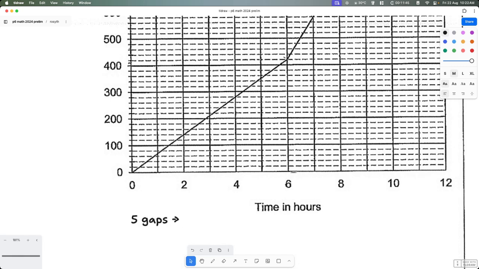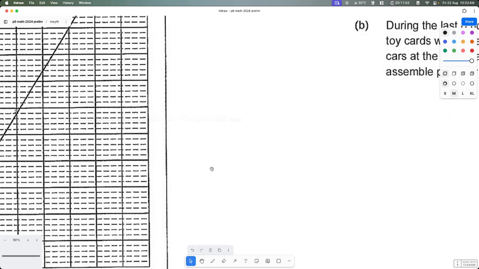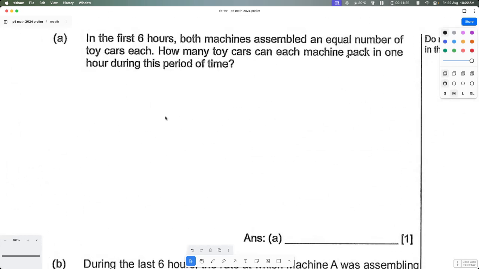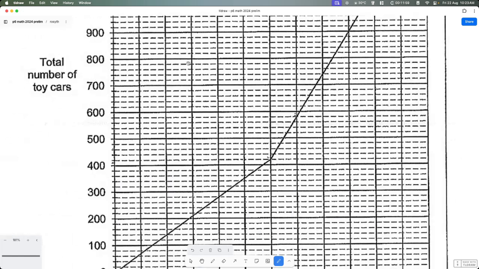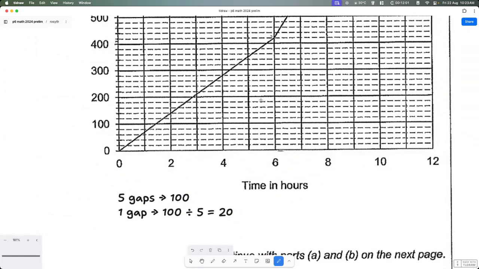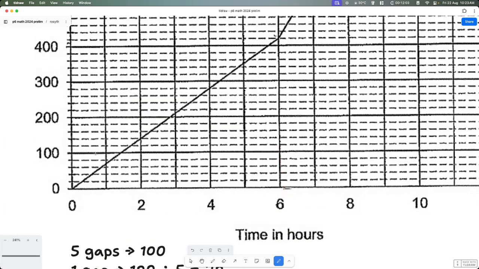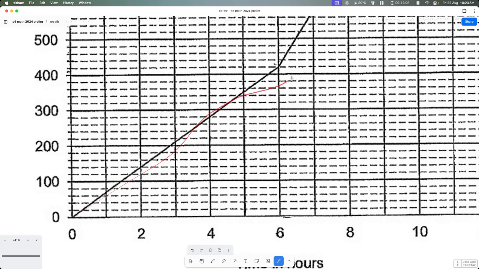Let's go to 100. One gap is equal to 100 divided by 5, which is equal to 20. Okay, so it says here, how many tortillas can each machine pack in 1 hour during this period? A good way is, no need to calculate the 6, because in this line it's constant.